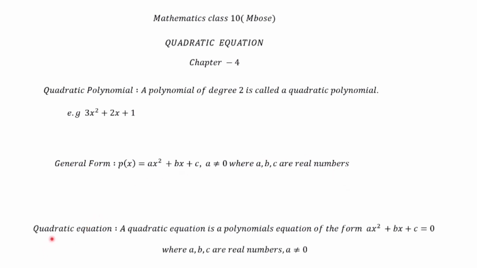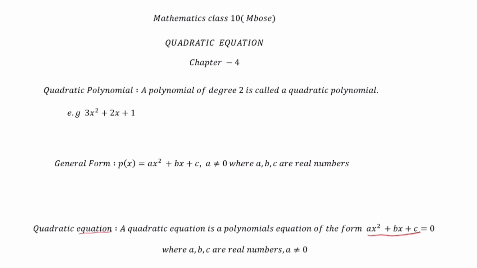Then, can you get the definition of a quadratic equation? A quadratic equation is a polynomial equation of the form ax squared plus bx plus c is equal to 0, where a, b, c are real numbers and a is not equal to 0. It means that these quadratics are polynomials. If we equate it to 0, we can say that this quadratic polynomial is no longer a quadratic polynomial, but it is a quadratic equation.